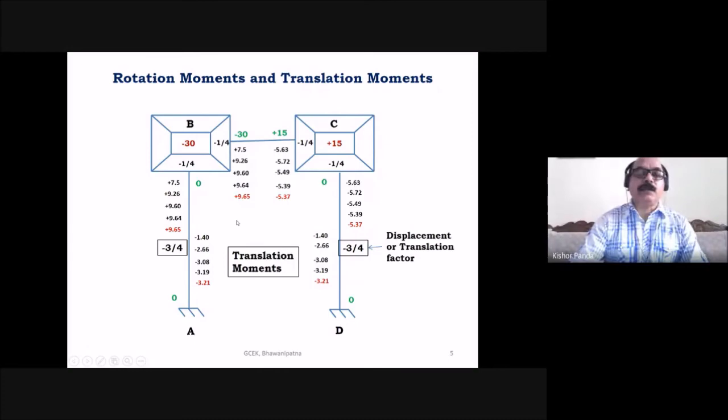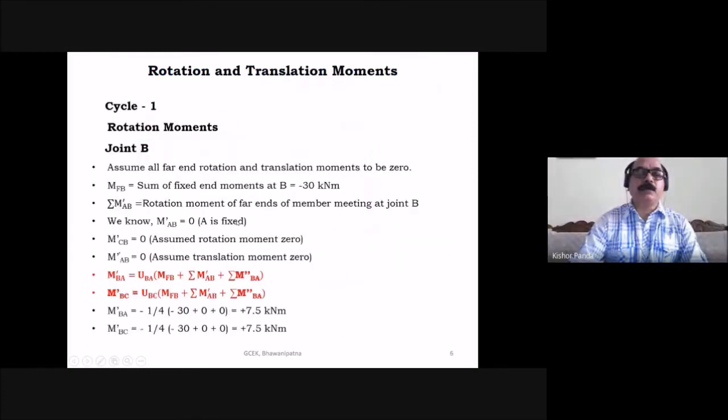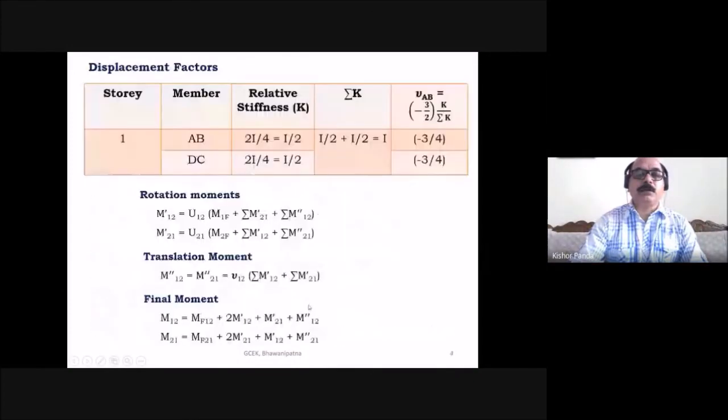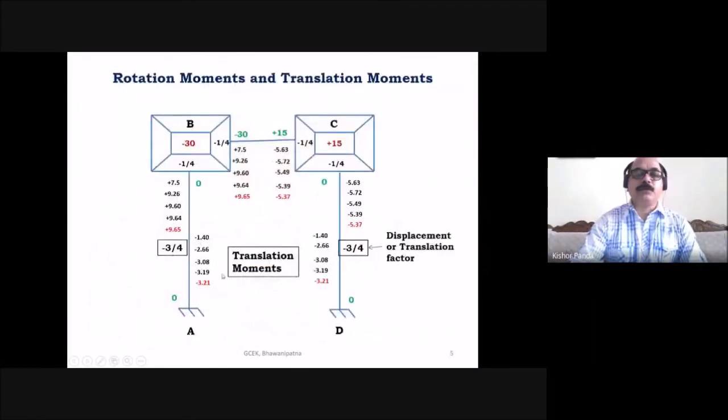Then again you find out the translation moment and you put in the vertical members. This is the story 1 translation moment. This is your minus 3.19. So here you put this translation moment, for the 4th cycle. Again in the similar way, you find out for the 5th cycle what is the rotation moment and what is the translation moment. Here you see in the 4th and 5th, the difference is very less, that is your 0.01.